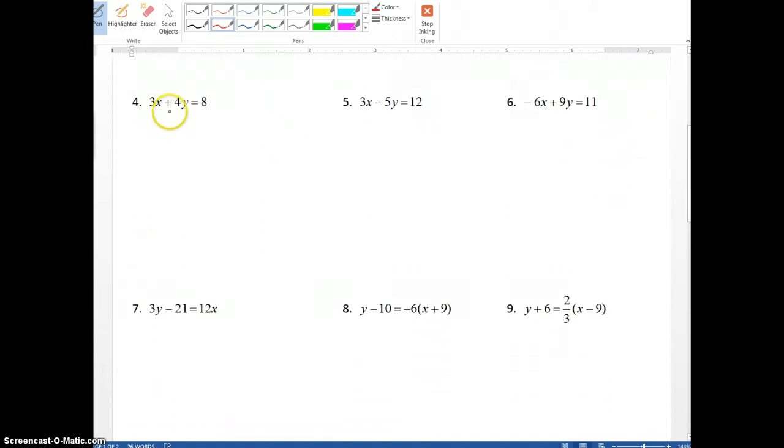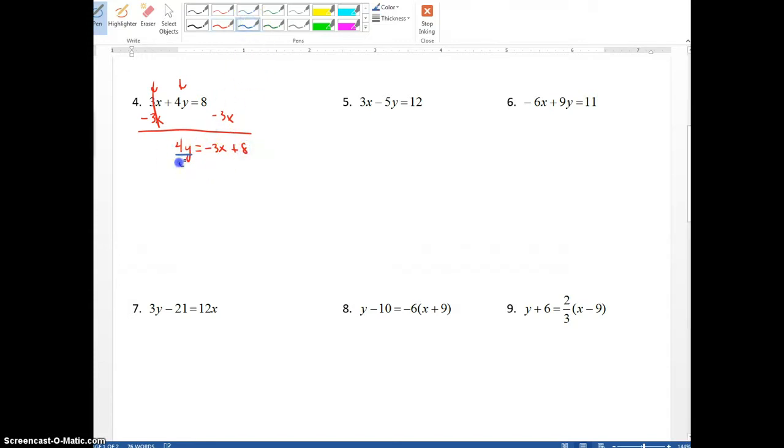Number 4. When I look at this one, again, two variables to get rid of, same process, doesn't change. How do I get rid of 3x? Since it's positive, I subtract it. Cannot line it up under the 8, so I scoot it over. Now I bring down my 4y equals, write the x term first, so negative 3x plus 8.